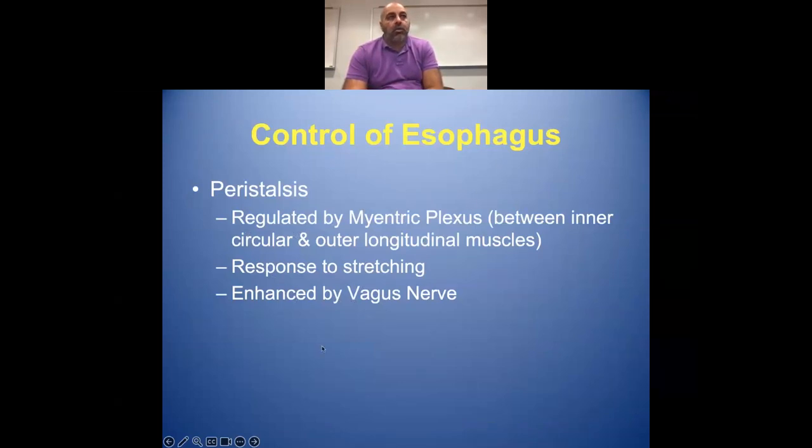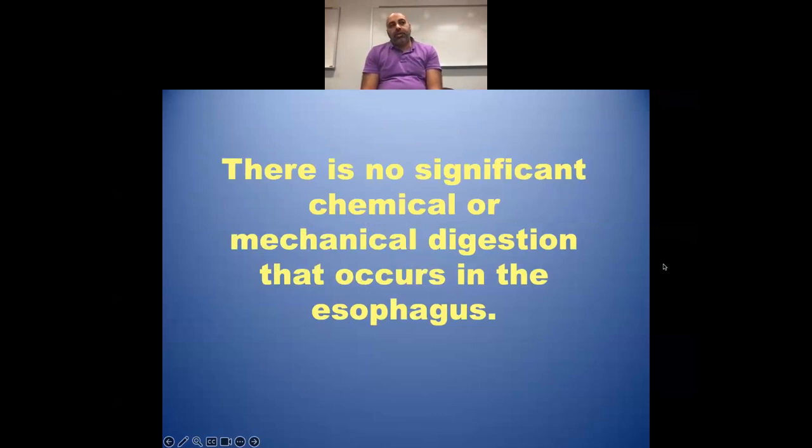Peristalsis, we talked about this. Myenteric plexus is controlling it. Parasympathetic through vagus stimulation is controlling it. And it's just moving food through using the muscularis externa.